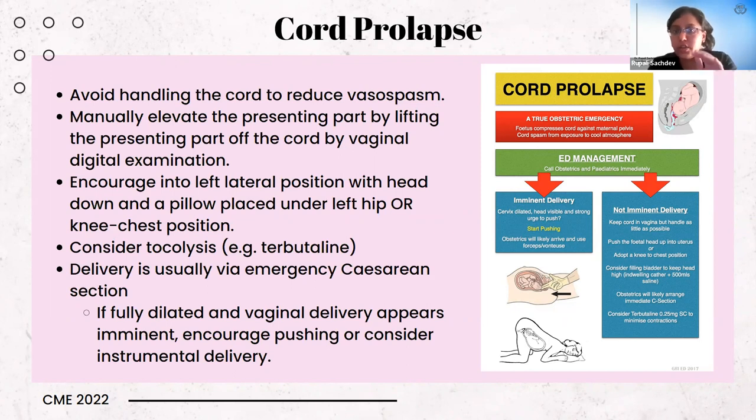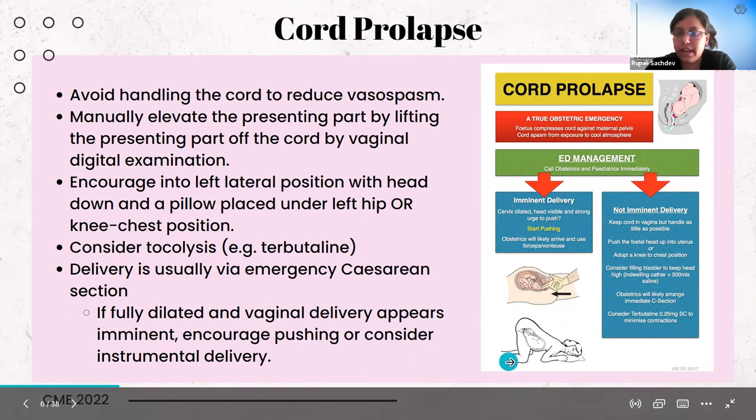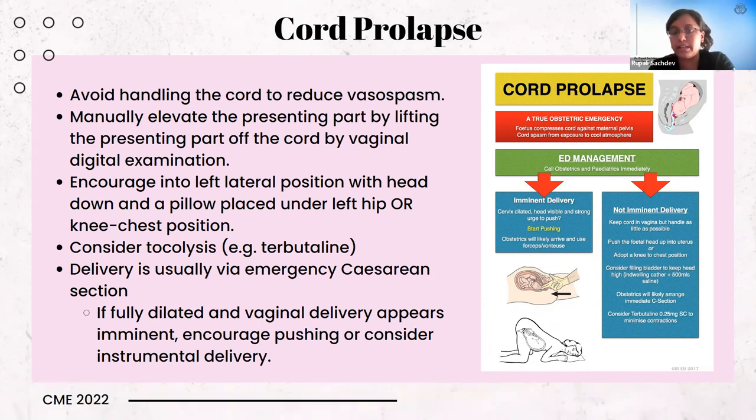What you can do is elevate the presenting part, which is the head or the buttocks, depending on whatever the presentation is. You elevate it, so you can lift it off the vagina, you can lift it off the cord, so that you prevent any loss of flow or damage to the cord. You shift the position of the mother, you encourage her to get into left lateral position with her head down and a pillow placed under the left hip, or a knee chest position, which you can see here. So automatically with gravity, you would want it to go back inside.